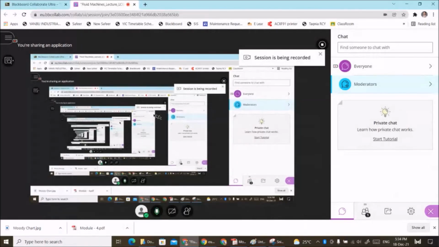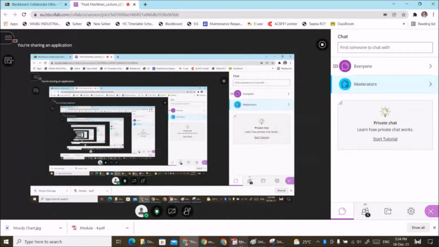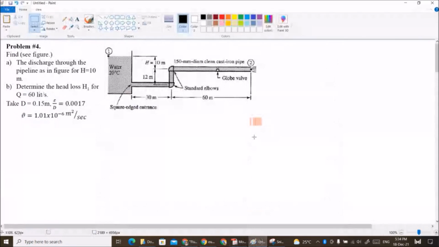So today we are going to solve the problem by using the Moody chart. So let us start. In this problem, there is a water tank and water is flowing through a sharp edge entrance. So we'll consider the K factor for the entrance.